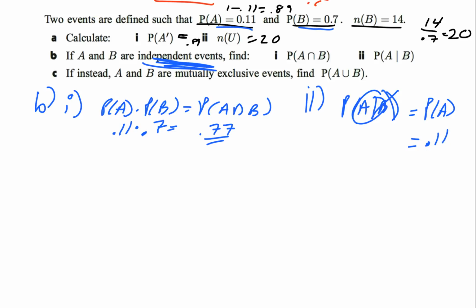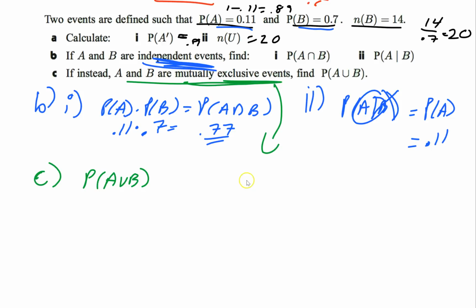So that's B. C says instead, what if they're mutually exclusive? Find the union. Right? Well, if they're mutually exclusive, and I want to find the union, so probability of A union B, I can use the formula, right? So again, when you do these, it's all about what's the definition. Mutually exclusive means they have nothing in common. Mutually exclusive means A intersection B is 0. That's what it means. They have nothing in common.